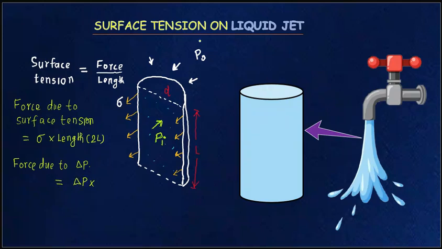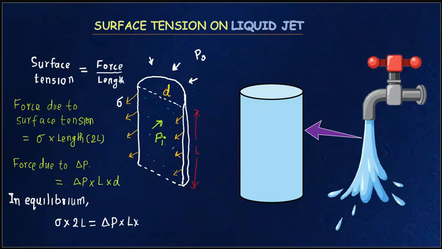Area is very simple here. Area is nothing but the length into breadth. So breadth is basically D, that is diameter of the jet. So it will be L times D. Now under equilibrium condition both are going to be balanced. So under equilibrium condition I can write down this force and this force will be balanced, friends. So we'll get sigma times 2L will be equal to delta P, that is excessive pressure, times L times D. So if I simplify this equation, I can cancel out L on both sides. So from here you'll be getting the surface tension will be excessive pressure of jet times diameter of jet divided by 2.